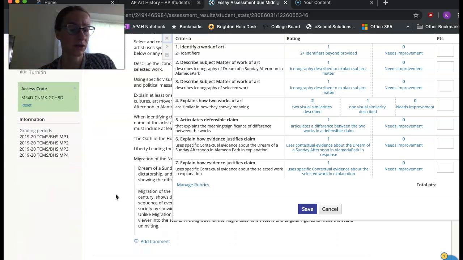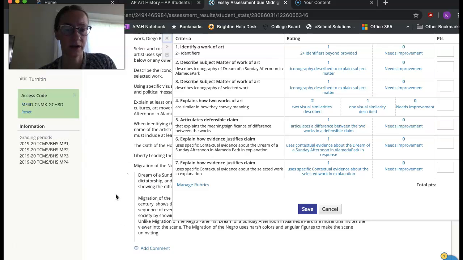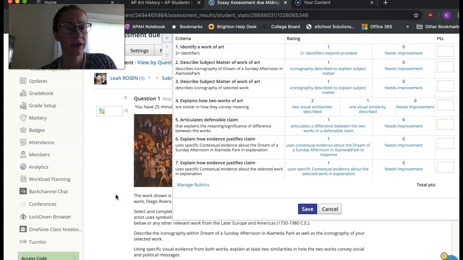I will say also with the work of architecture, or never mind, that was from the last one. Yeah, so just think about being really specific with your evidence when it says visual versus contextual. And this is the part I want you guys to really focus on with your next essays.